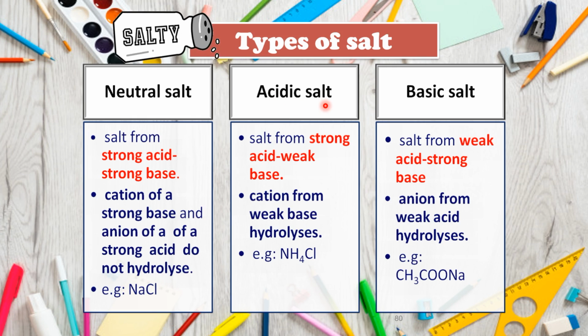So an acidic salt is a salt that is formed from the reaction of a strong acid with a weak base. Only the cation that came from the weak base can be hydrolyzed. For example, ammonium chloride.